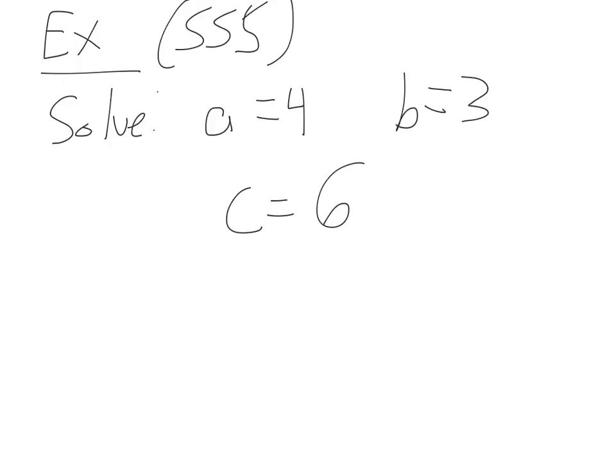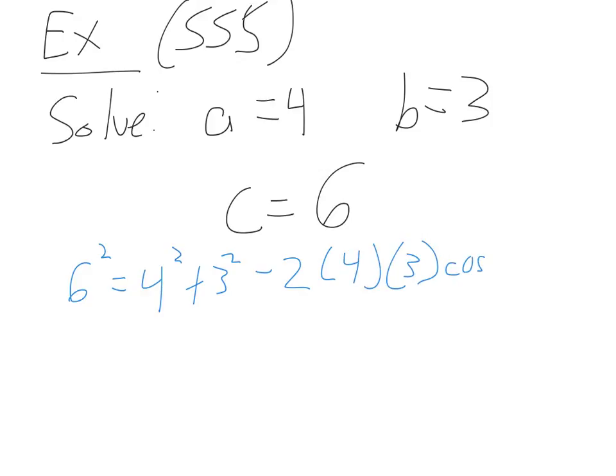So let's pick an angle to calculate first. If you want to figure out angle C, you can plug it in. 6 squared is equal to 4 squared plus 3 squared minus twice the product of A and B, so 4 and 3, times the cosine of angle C. In case you want to label it in your notes, we're trying to find the measure of angle C.